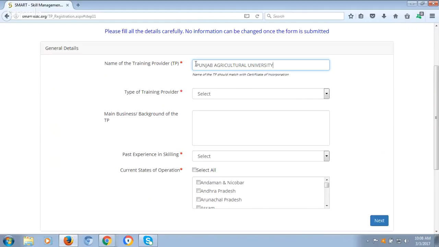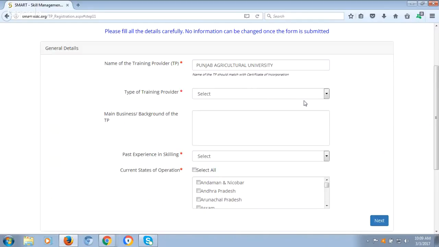In some places you have to write, and some places you have to choose from the drop down boxes. For example, next is the name of the training provider. You have to name it as per the certificate of incorporation. Everything is, as I told you, well defined.